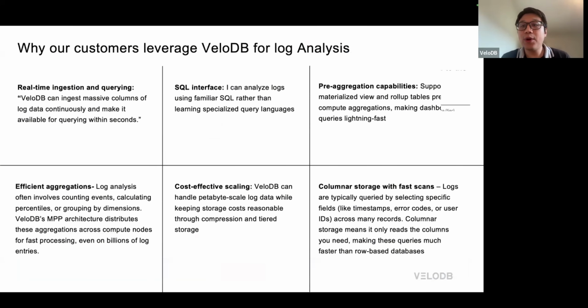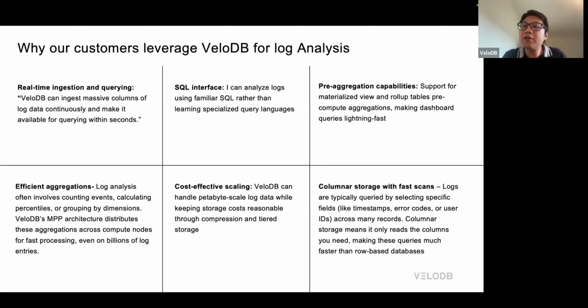But cost isn't the only reason why our customers pick VeloDB and Doris for observability. There are other reasons that customers pick it, and these are some of the ones listed on this page. These are direct quotes from our customers, and they say some interesting things. So there are some that must look familiar, such as real-time ingest and querying. We can ingest massive amounts of data in columnar storage and make it available to query and analysis in seconds. So this is what we talked about with the ingestion performance as well as the query performance.